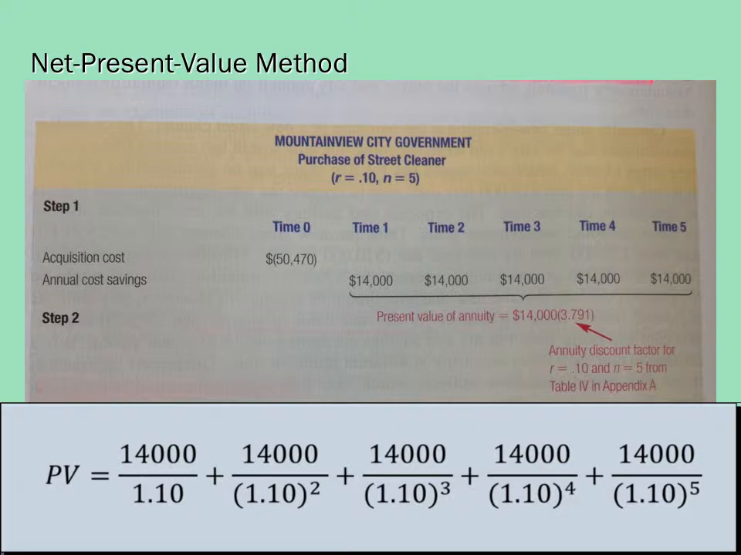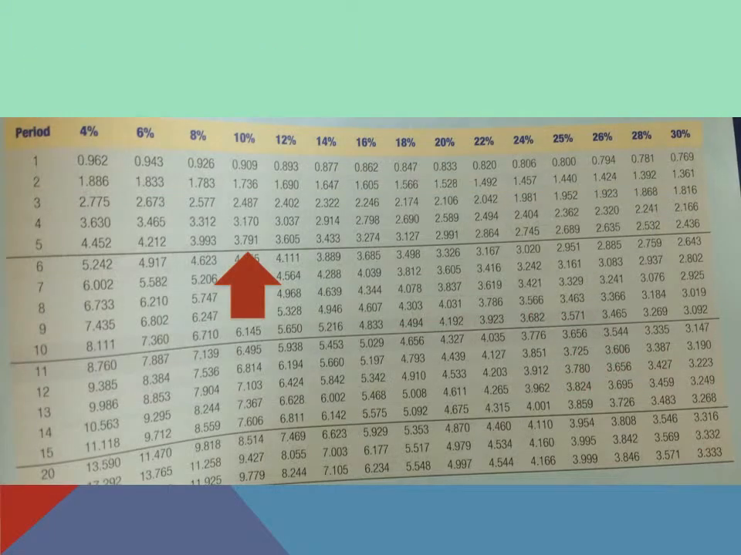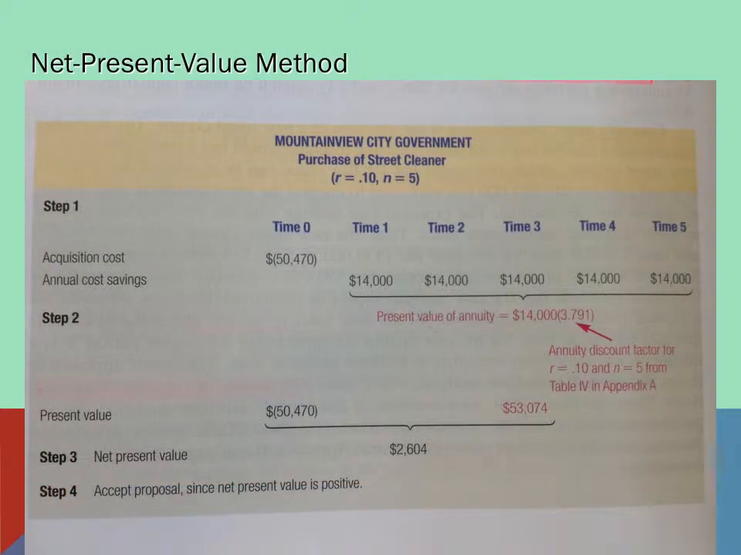Here, instead of calculating each annuity individually, we use the annuity discount factor. The discount factor for 5 periods and a discount rate of 10% is 3.791. Now that we have the present value of the annuity of $53,074, we can compute the net present value, which is the sum of the present values of the cash flows. If the net present value is equal to or greater than 0, accept the proposal, otherwise reject it. Here we accept the proposal because the NPV is positive at $2,604.